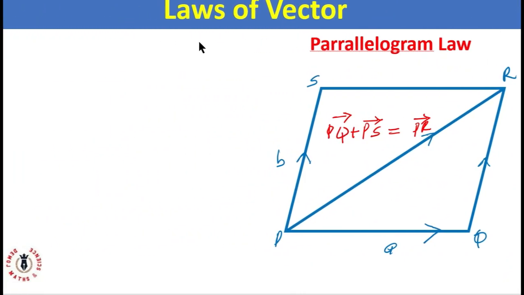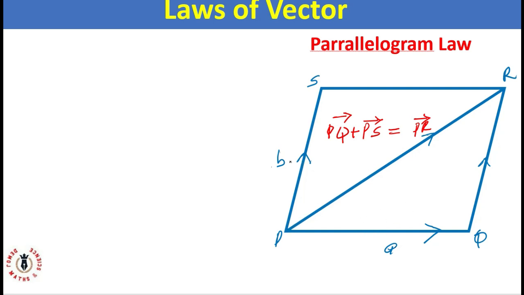Parallelogram law of vector addition tells us that the resultant of two vectors acting at a point can be represented by the diagonal of that parallelogram whose adjacent sides are the vectors. Take for example, in this parallelogram, I have two vectors B and vector A. Obviously, these two vectors form the adjacent sides of a parallelogram.